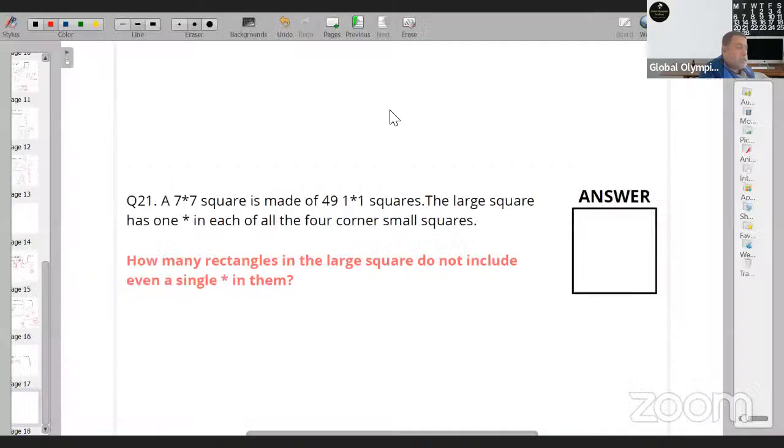Okay, a 7 by 7 square is made up of 49 1 by 1 squares. The large square has one asterisk in each of the 4 corner small squares. How many rectangles in the large square do not include even a single star in them? Let's do this.